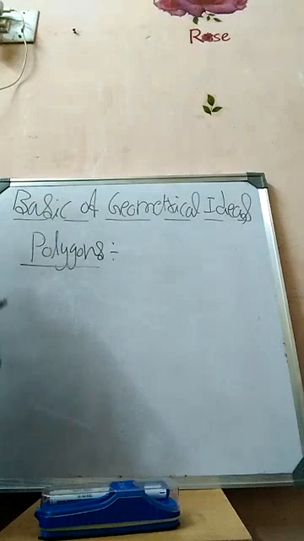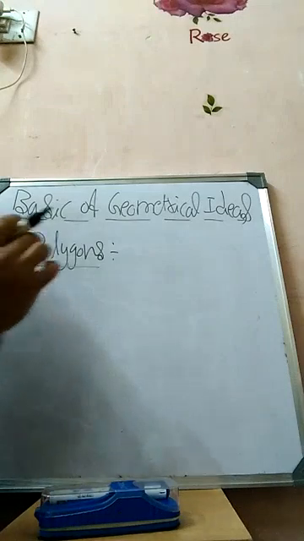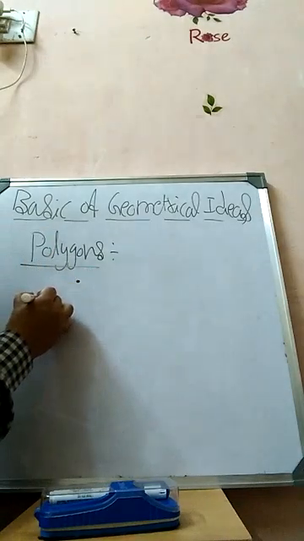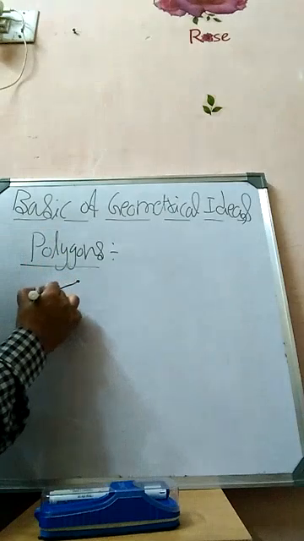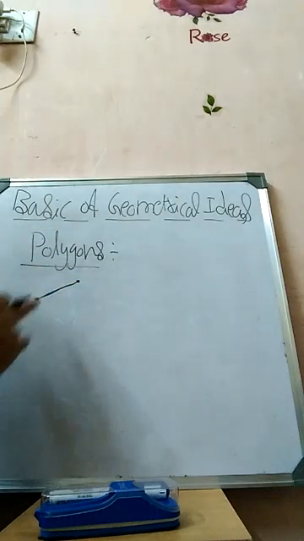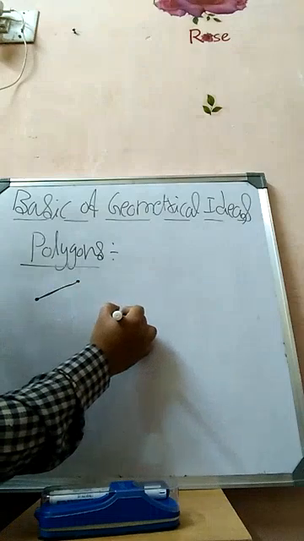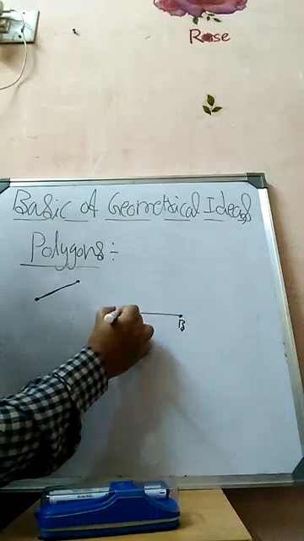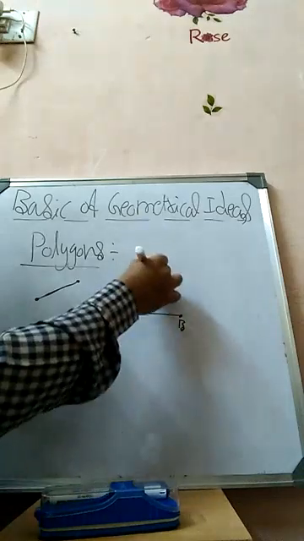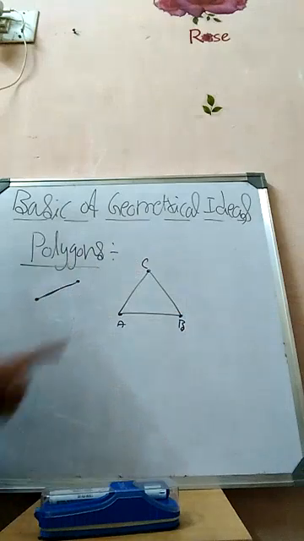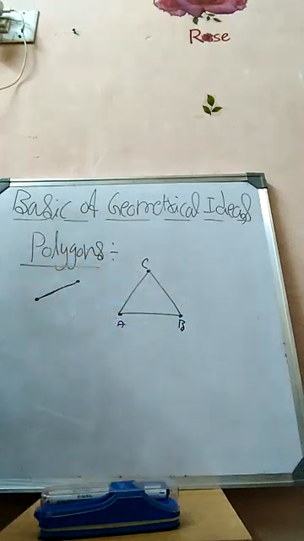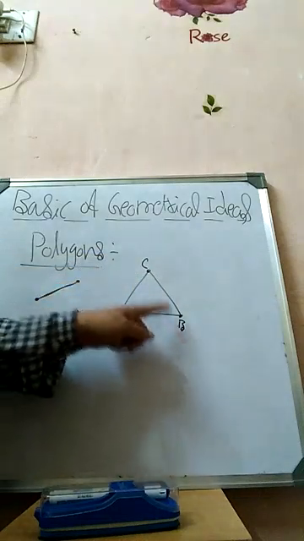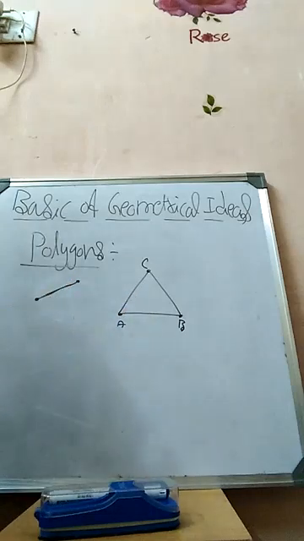A polygon means a simple closed figure bounded by line segments. Line segment, we know, is a part of a line; it has two endpoints. So look, one figure: AB line segment, one more line segment AC, and BC one more line segment. So this is a simple closed figure bounded by line segments AB, BC, CA. So it is called a polygon.